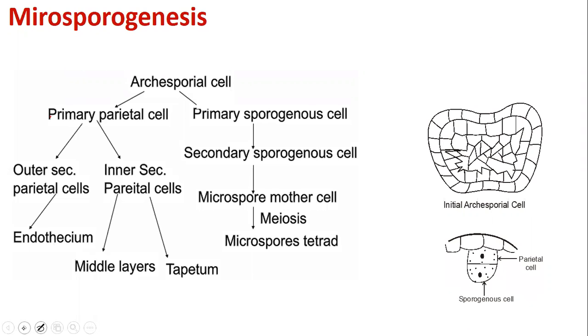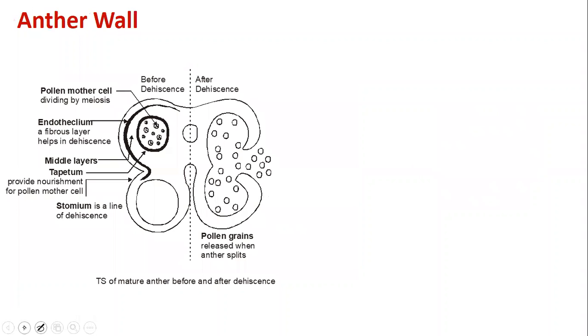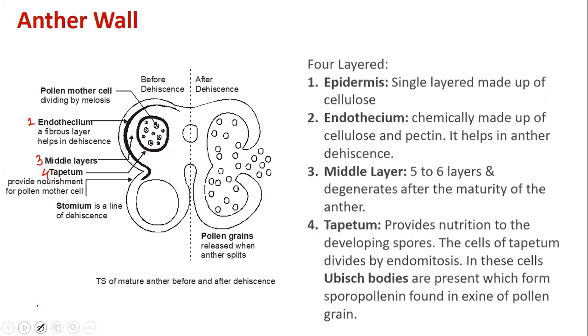Now, next we will speak about the anther wall first. Have a look at this diagram. One of the questions asked is about the sequence of the different parts of the anther wall, starting from outer to inner or inner to outer. The outer is the epidermis, followed by number two, the endothecium, number three, the middle layer, and number four, the tapetum. These are the four layers we know very well.